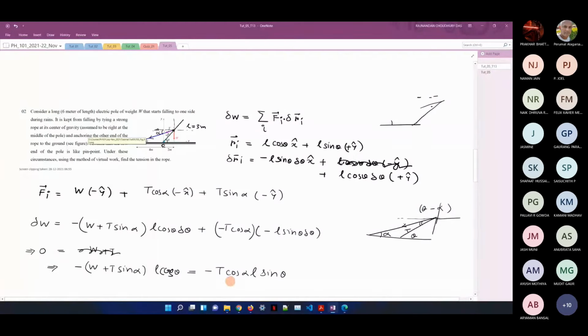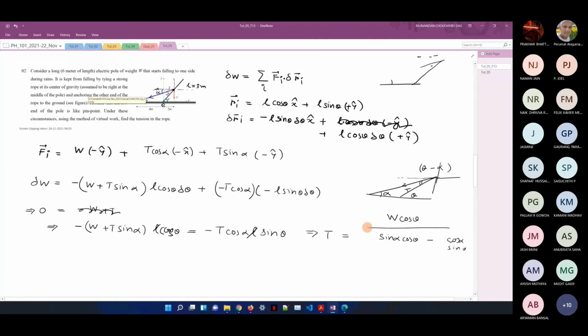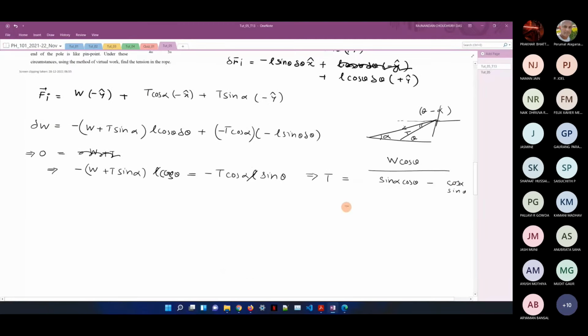Now from here you can find T. T will be equal to, L will get cancelled, W cos theta divided by sin alpha cos theta minus cos alpha sin theta, which is nothing but W cos theta divided by sin of alpha minus theta. Are you guys with me?